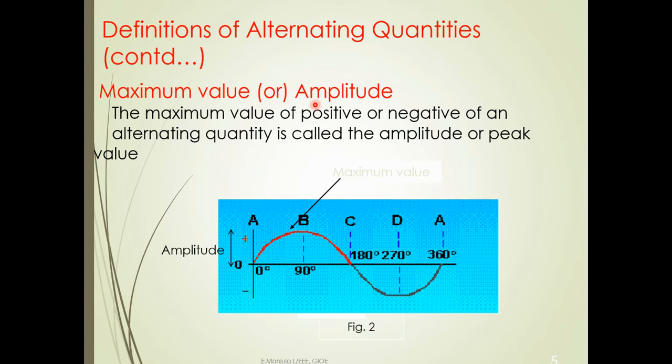Maximum value, or amplitude, it is also known as amplitude. Okay, so we will see what is maximum value. The maximum value, positive or negative, of an alternating quantity is called the amplitude or peak value. So the maximum value here and here is a positive maximum value, and here it is a negative maximum value. Okay, which is also called amplitude.